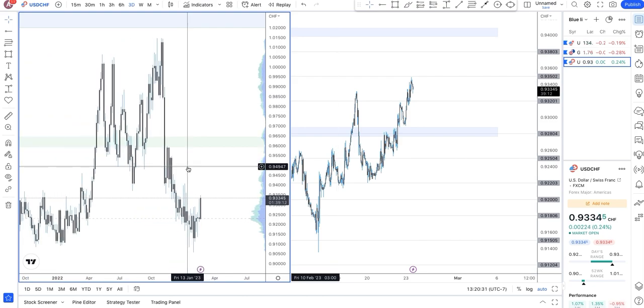Now, again, this is not financial advice. Do your own research on the markets and don't take trades blindly if they don't follow your own analysis, if they don't make sense to you. This is just how I see the market.